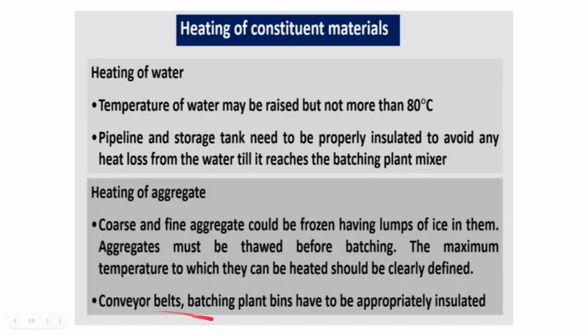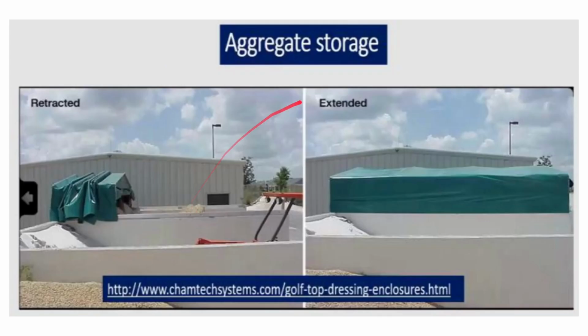Conveyor belts and batching plant bins have to be properly insulated so that they are not frozen. These are some of the storages which can be used for aggregate storage. As you can see here, it is completely insulated. This insulation prevents it from freezing.